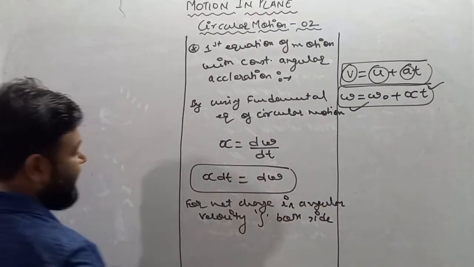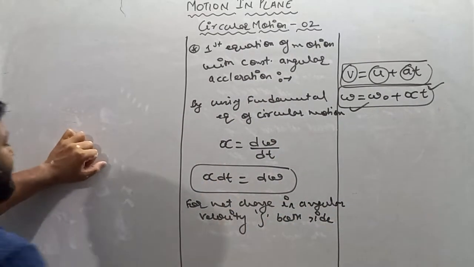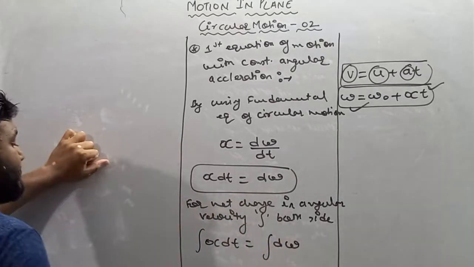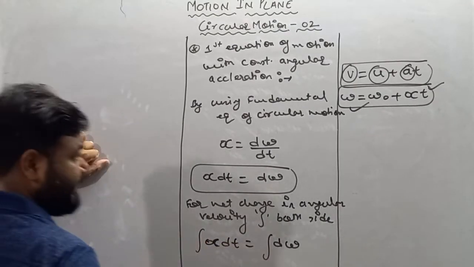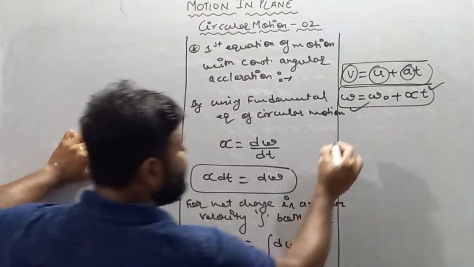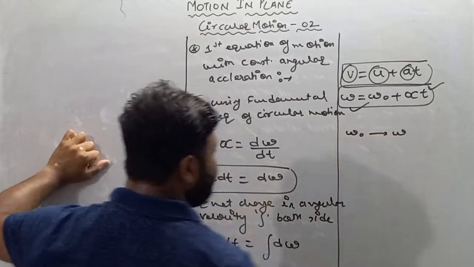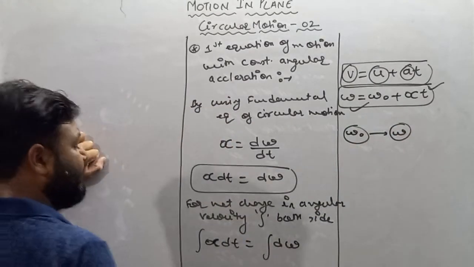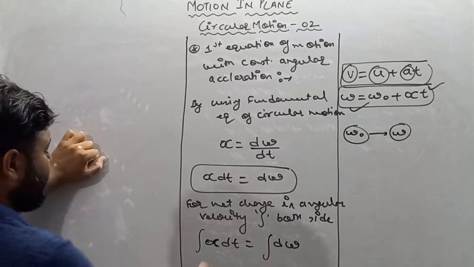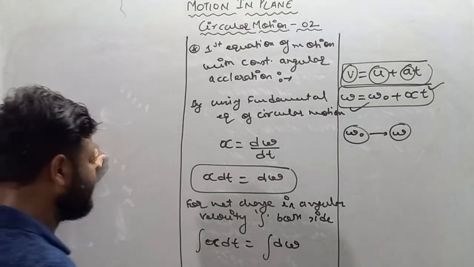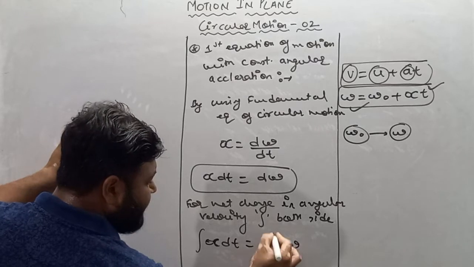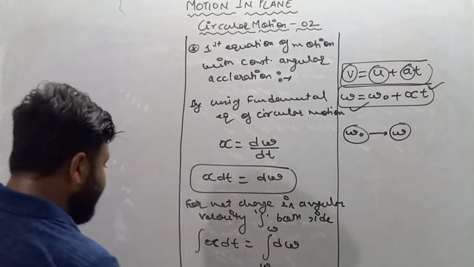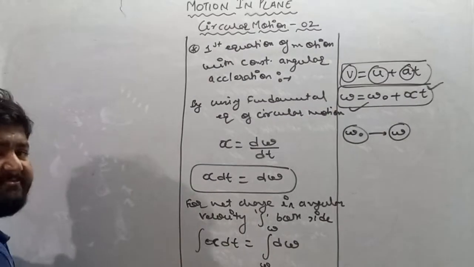So for net change in angular velocity, I am integrating this equation. It is integration of alpha dt equals integration of d omega. So my dear student, now it's time to put the limit. We know that our angular velocity is changing from omega naught to omega, where omega naught is initial angular velocity and omega is final angular velocity. We know that alpha is constant and constant term always comes outside the integration. So on this side we will put limit omega naught to omega, and here alpha is constant, it comes outside from integration.